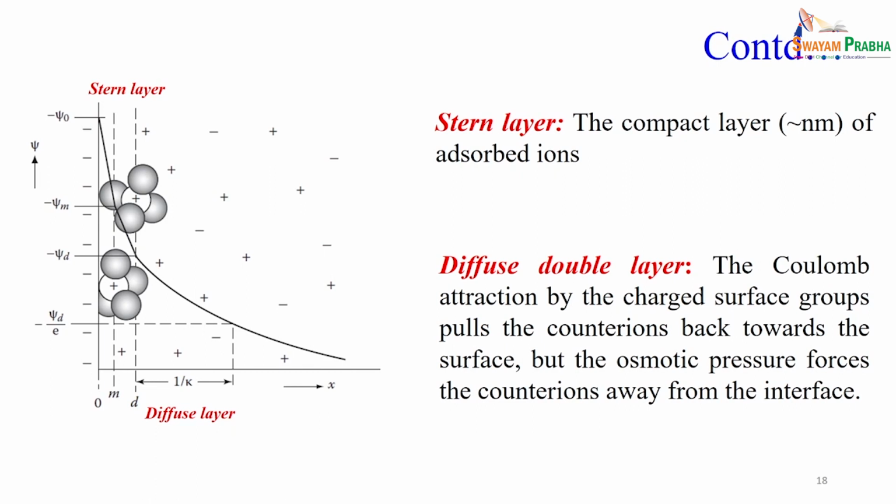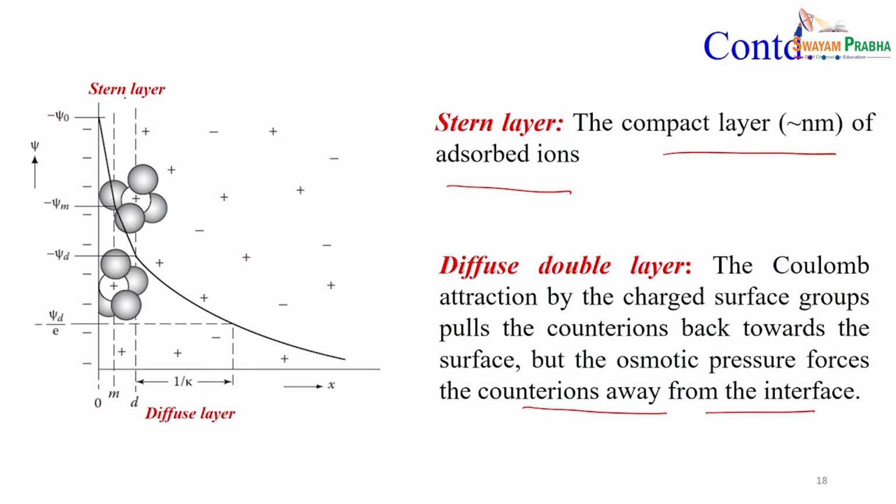So, here if you just see, this is the charge. The first layer is the Stern layer, a very compact layer of adsorbed ions. In the Stern layer, the ions are already attached or bound on the surface, and it varies over a few nanometers. The other layer here is the diffuse double layer. The Coulomb or electrostatic interaction of the charged groups pulls the counter ions back towards the surface, but at the same time some repulsive forces repel those counter ions away from the interface. So, this is the diffuse layer and this is the Stern layer.